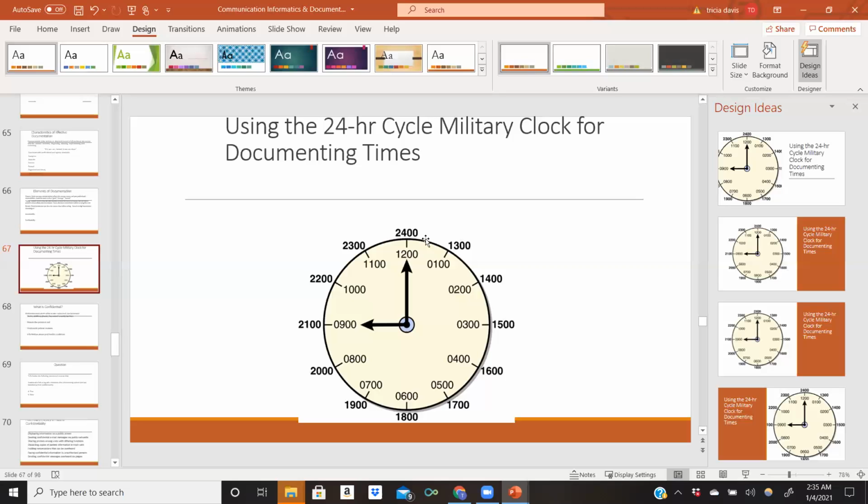So it does sound a little complicated, but this is actually a great chart. You can print this out and keep this with you when you go to clinical. And it helps, once you get used to it and you do it all the time, it's just like second nature.